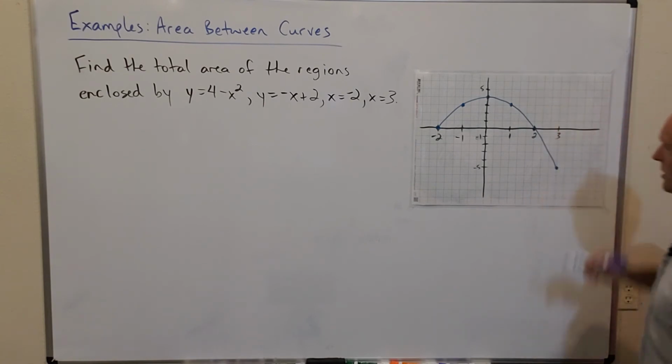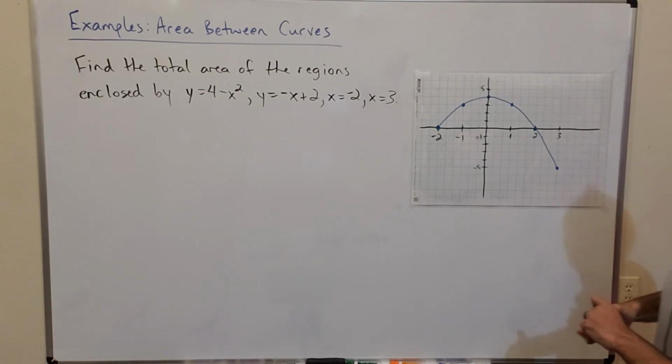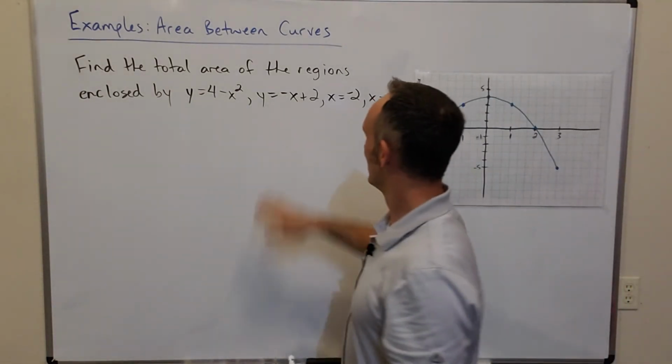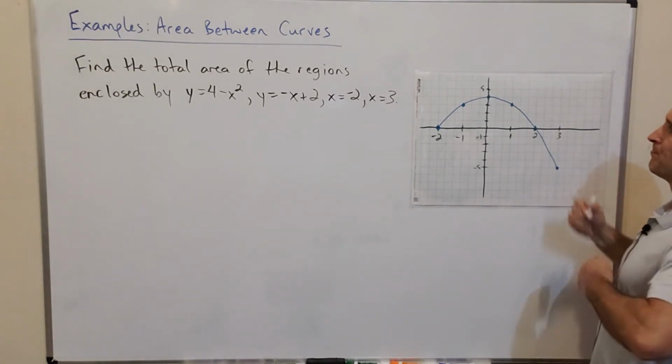I don't know why I torture myself with making myself draw these on video, but there we go. That one came out pretty good. So now let's graph the slanted line over the same negative 2 to 3.